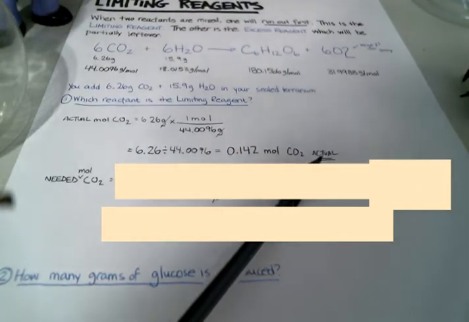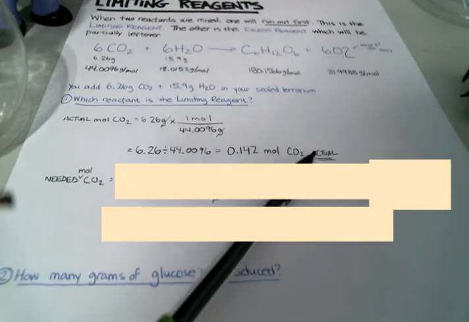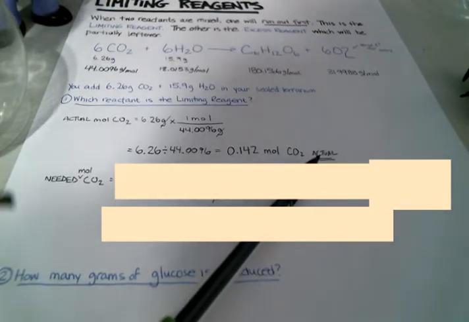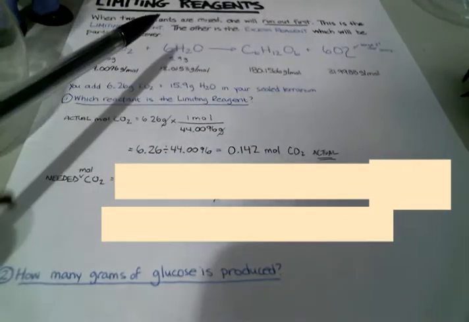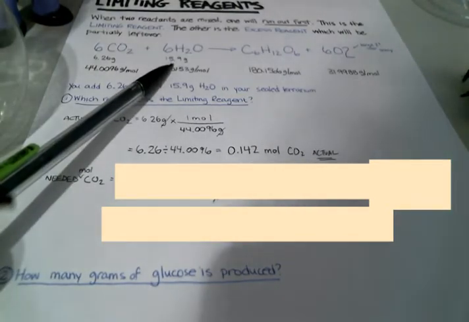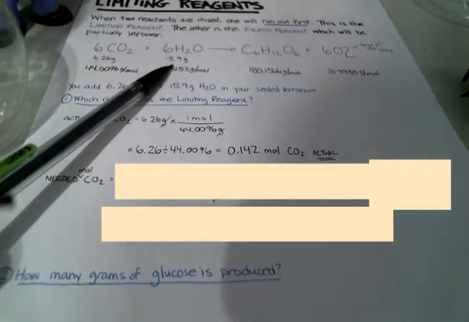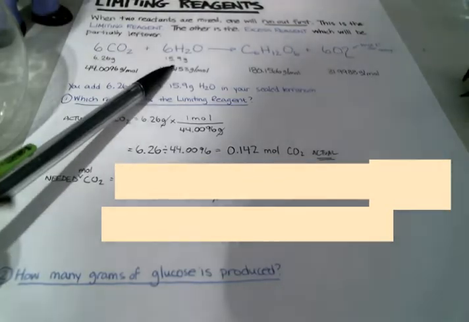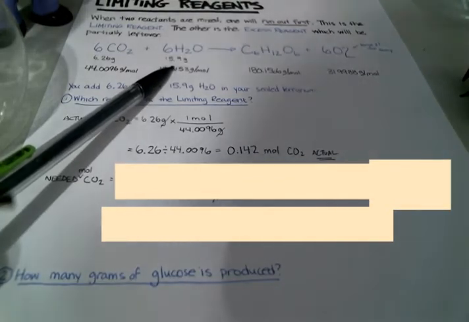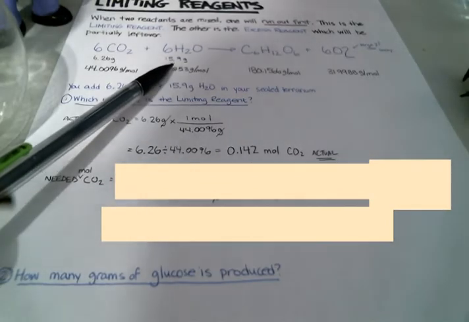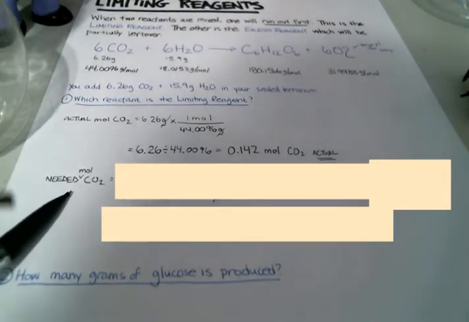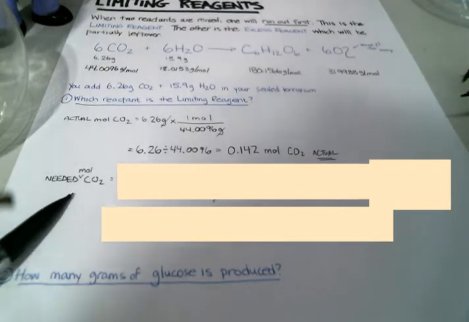Now we're going to compare that to the amount of carbon dioxide needed to actually react the full 15.9 grams of water. And then we'll be able to compare those two numbers and determine which of the two reactants there's not enough of, or which one is the limiting reagent. So let's go down here and calculate the moles of carbon dioxide needed.